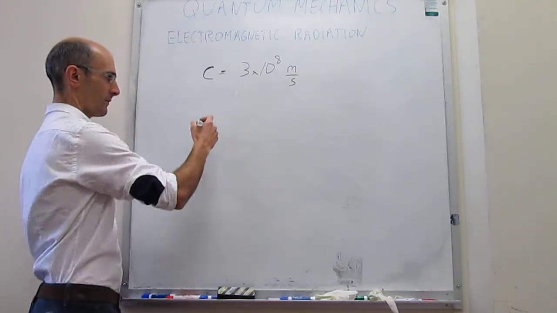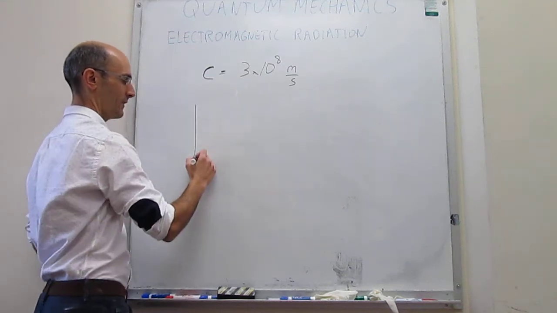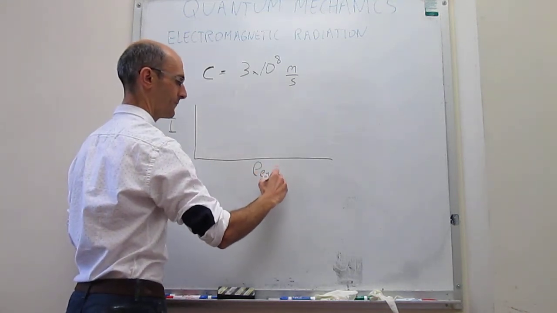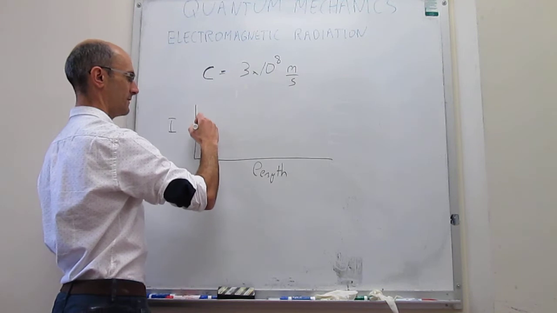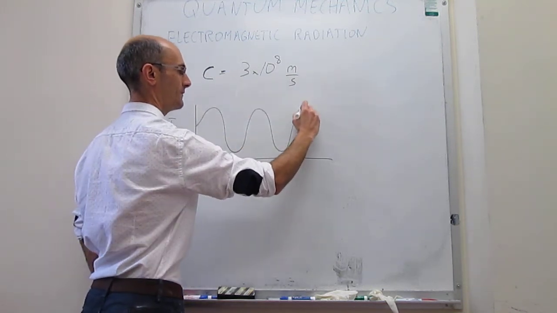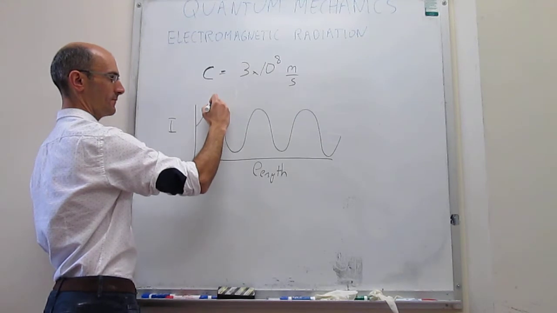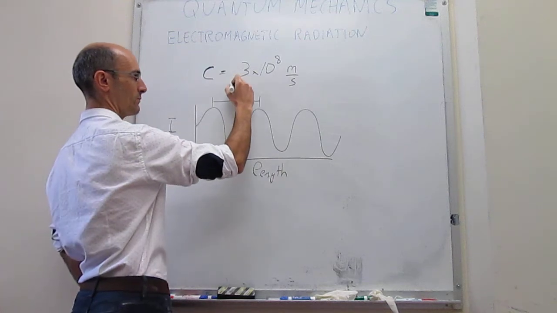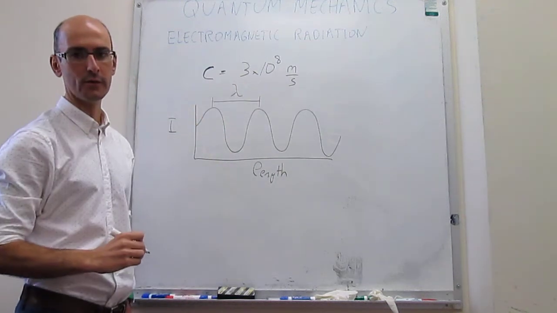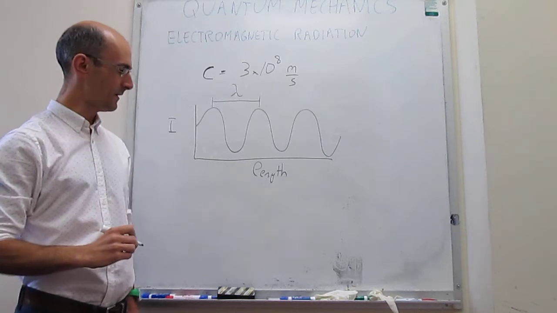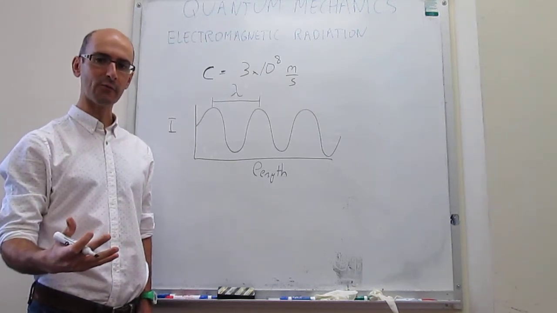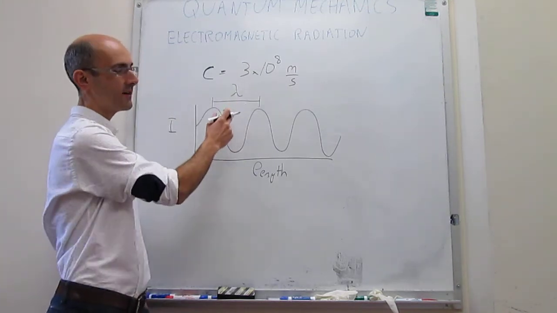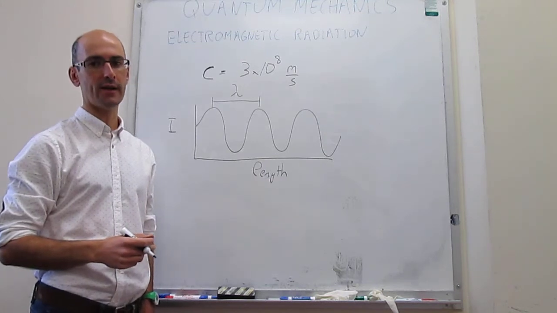Now, there's other things that we can talk about in these waves, and one of them is if we map here intensity versus length. Okay, the wave looks like this. Something that we call the wavelength is simply the difference in length between two peaks of amplitude. That's what we call wavelength, which is denoted with Greek letter lambda. So the wavelength changes from one type of electromagnetic radiation to a different type. Visible, for example, has wavelengths that are between 400 nanometers and 700 nanometers.